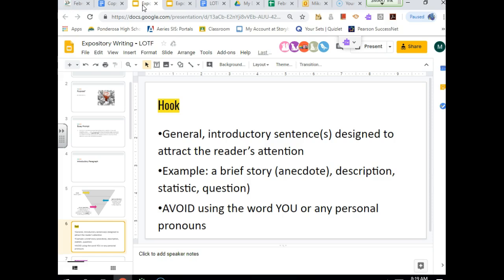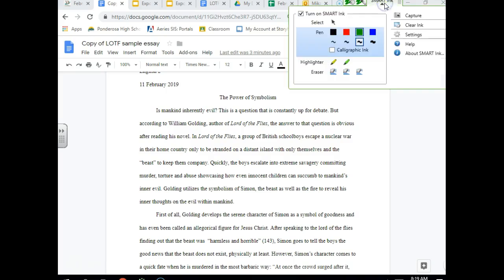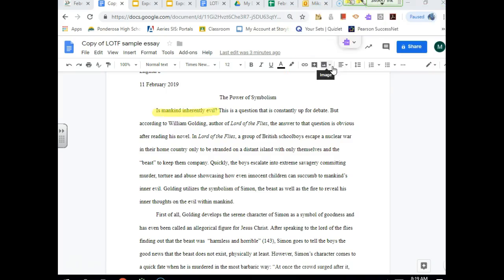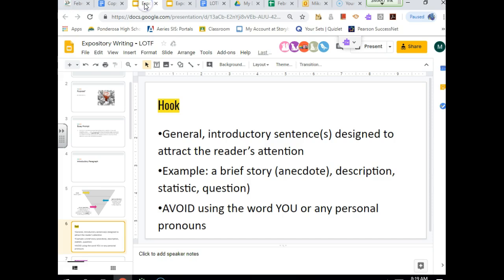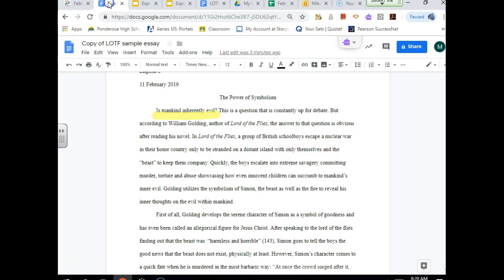Let's do it together. Let's go back to our sample essay. Where is the hook? Where's the hook? Yes. Good job. Okay, so go ahead and highlight that first hook. So we're going to highlight, is mankind inherently evil. Now what's our next? Yeah, that could be part of your background information or your hook, whichever. So if you think that the hook goes further, that's fine. You can say this is part of the hook as well. Okay? So let's go back to our PowerPoint.